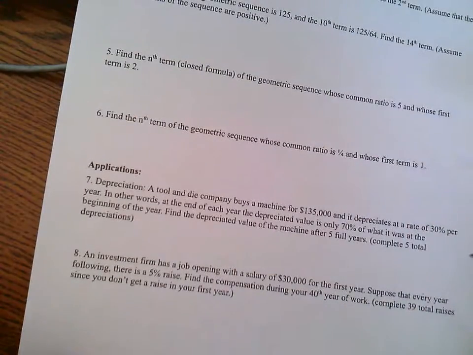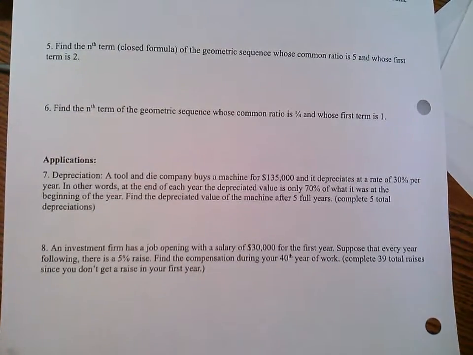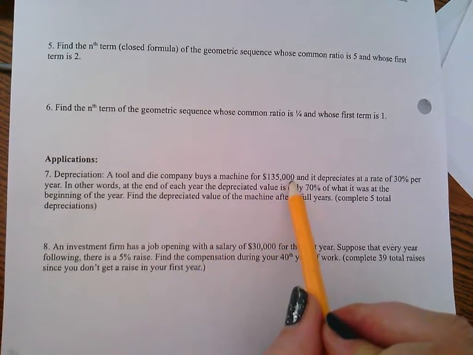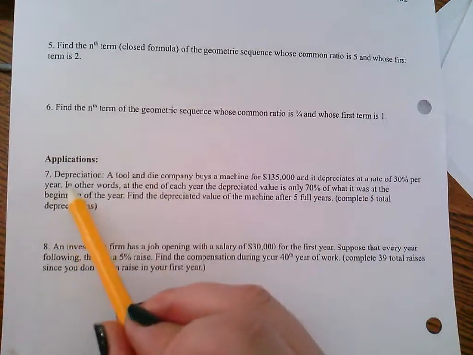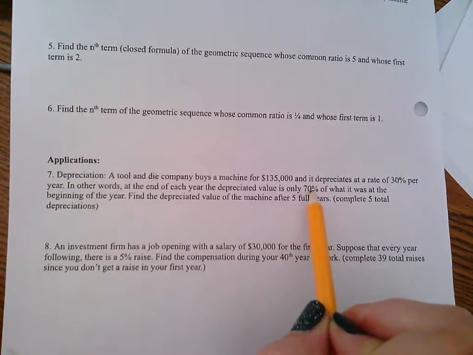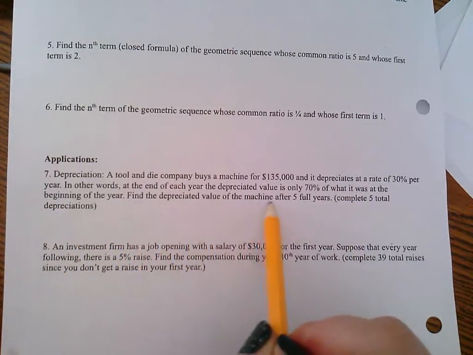Before you do the back page, because you're going to do the guided practice here, I wanted to just look at number 7, the idea of depreciation, because we haven't really talked about that as a rate of change when we did exponential functions. So a tool and die company buys a machine for $135,000. It depreciates at a rate of 30% per year. So it says, in other words, at the end of the year, the depreciated value is 70% of what it was at the beginning of the year. Find the depreciated value after 5 full years.